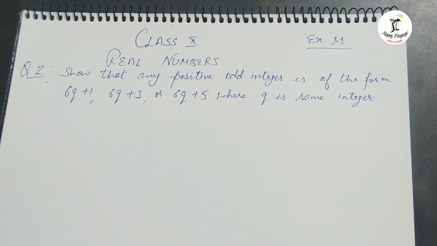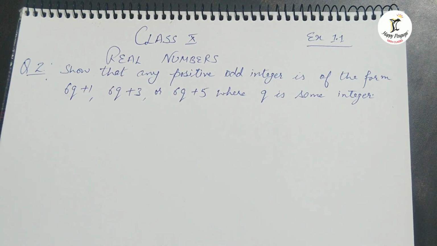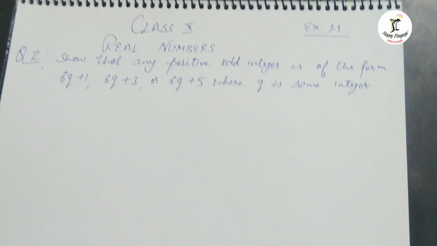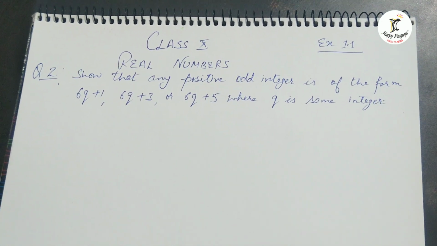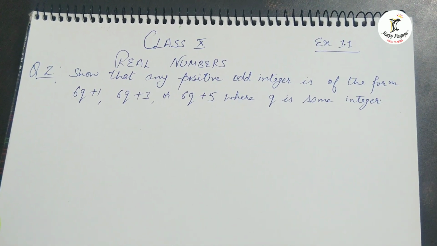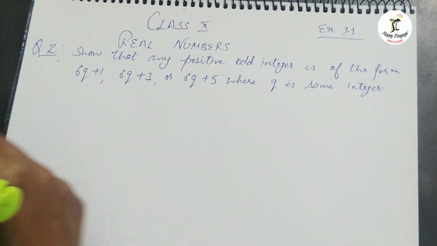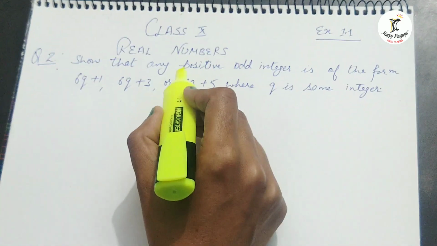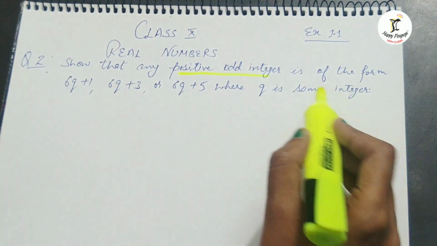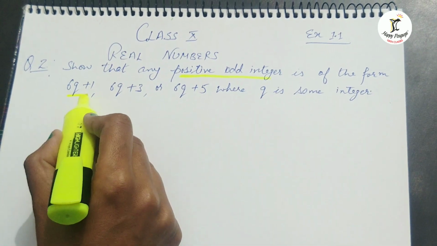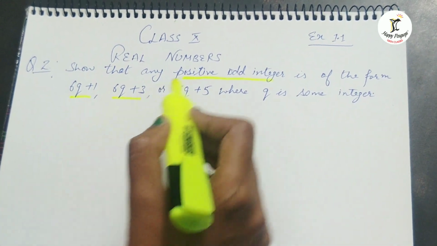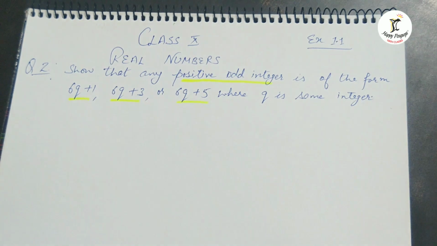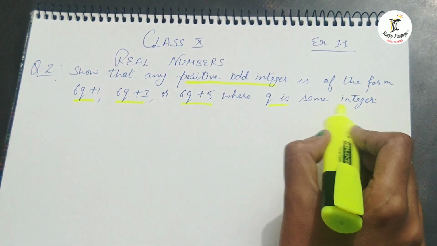Dear students, let's continue with chapter 1 and exercise 1.1. Now we will do question number 2. Show that any positive odd integer is of the form 6q plus 1 or 6q plus 3 or 6q plus 5, where q is some integer.